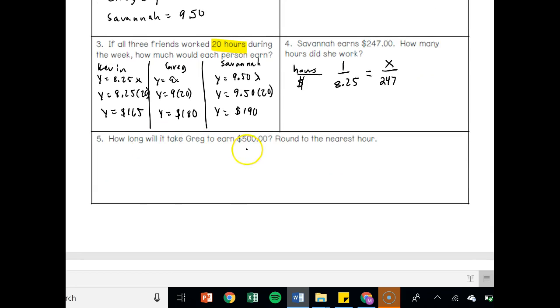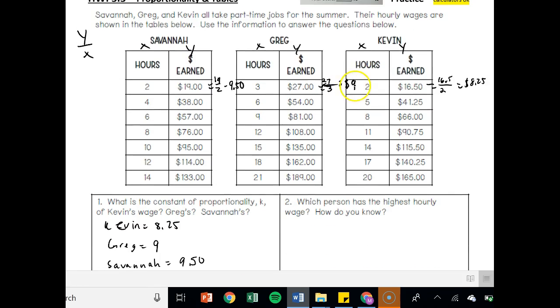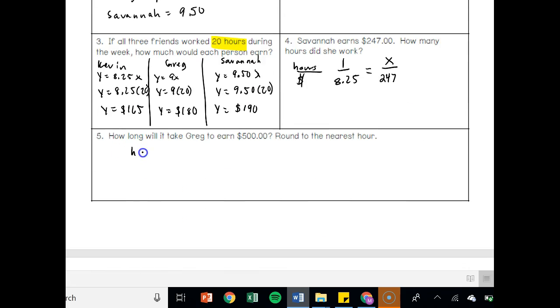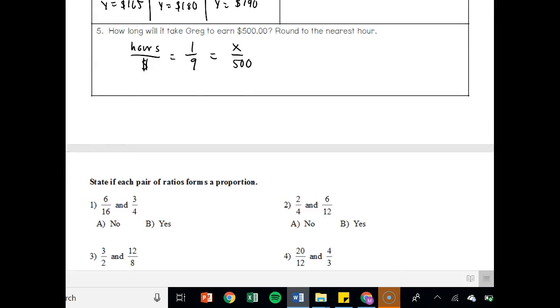So how long would it take Greg to earn $500? Round to the nearest hour. So again, we need Greg's initial ratio. He works $9 an hour. So what we're comparing again is hours and money. So he works 1 hour, he gets $9. So now we need to figure out how many hours does he need to work to get $500. So you're going to cross multiply and solve for that as well.